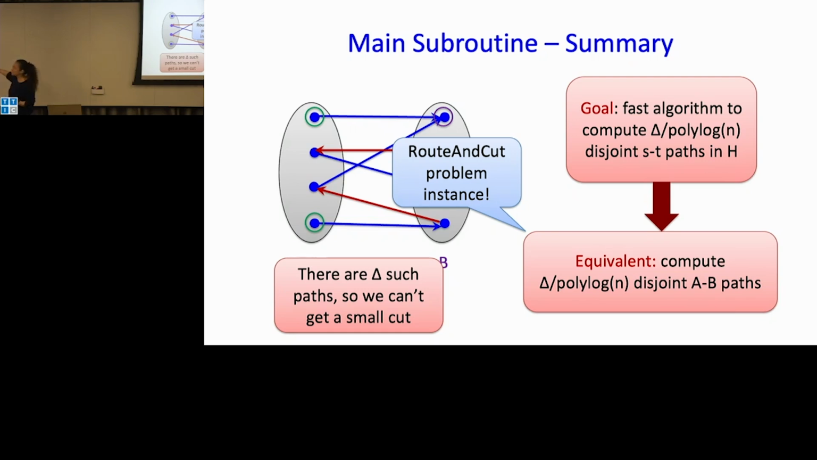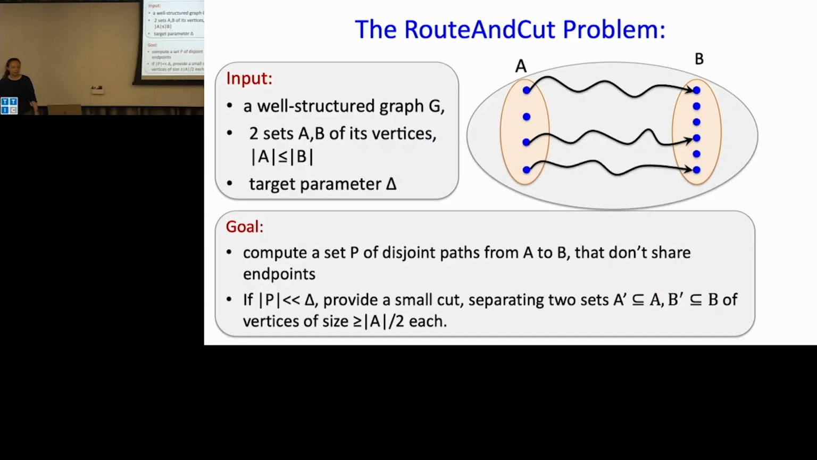So if we can solve this route and cut problem, which is essentially the approximate max flow problem, we're done. But it's a little bit more general. In case we can't solve it, we get a cut. So from now on, I'm going to focus on this problem. And again, this is the approximate max flow problem.